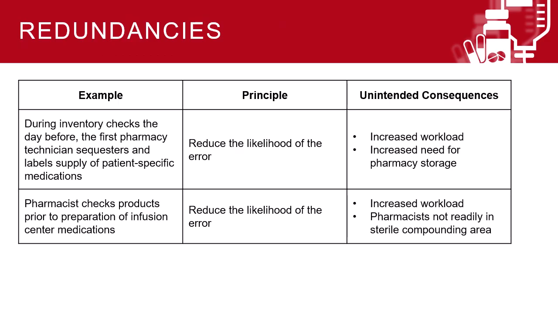There are certainly opportunities for redundancies in the process. We could have redundancies during inventory checks the day before when the supply is sequestered. This could reduce the likelihood of the error but increase workload and the need for more pharmacy storage. We could have the pharmacist checking products prior to preparation of infusion center medications. And certainly this would reduce the likelihood of the error, but increase pharmacist workload. And if there's not a pharmacist readily available in the sterile compounding area, this could result in some delays.